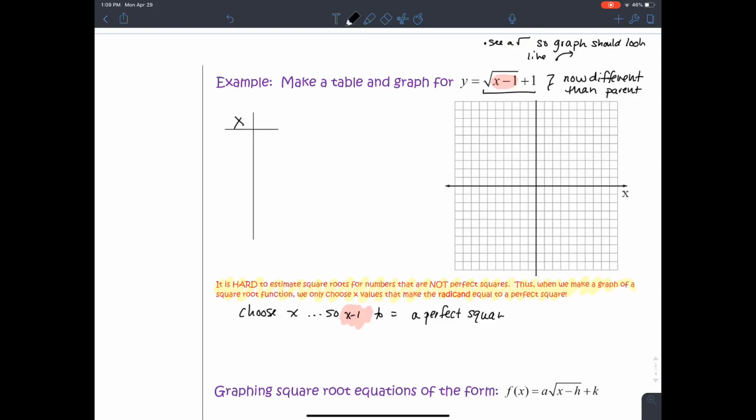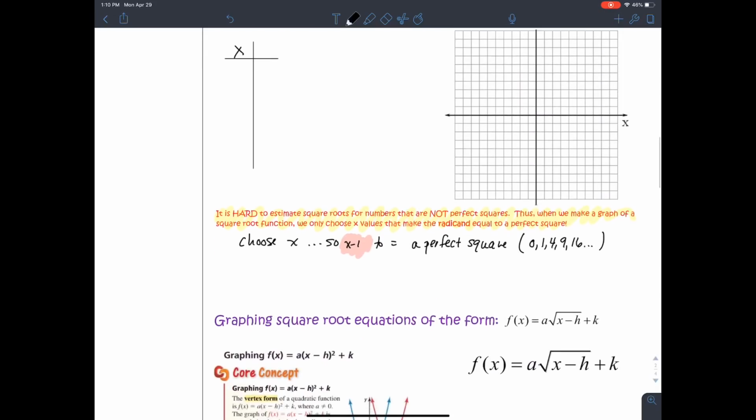Now, there are a lot of perfect squares. The squares that we know would be 0, we know the square root of 1, we know the square root of 4, we know the square root of 9, the square root of 16, and so on and so forth. So that's how I'm going to choose an x value.